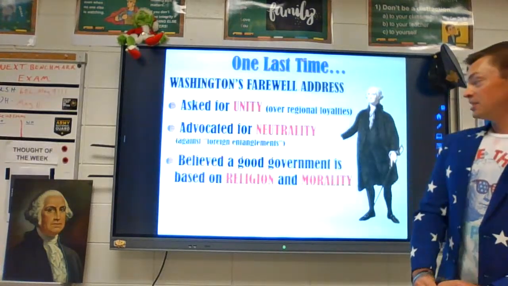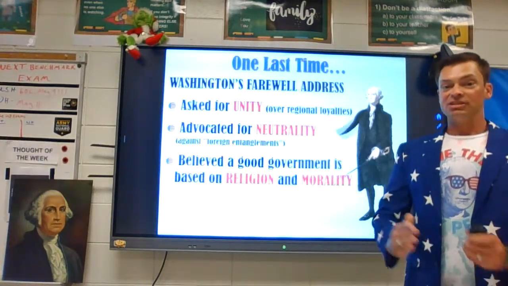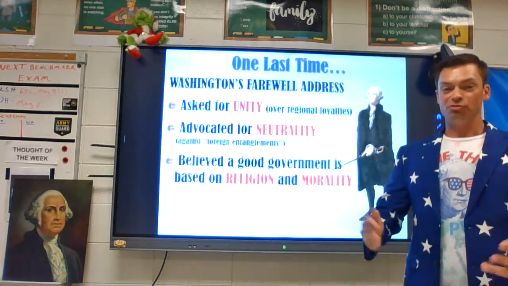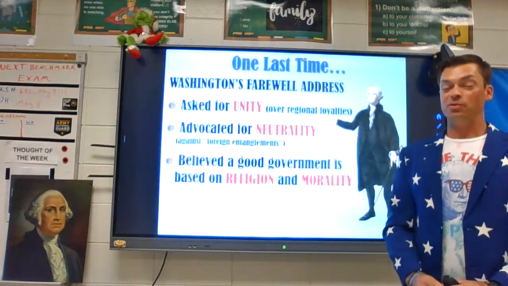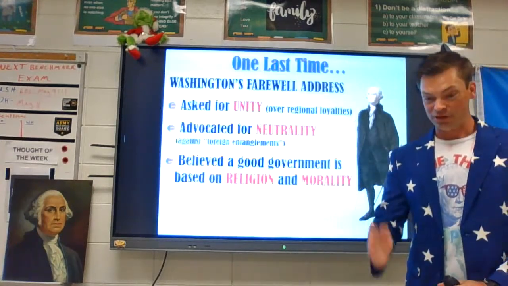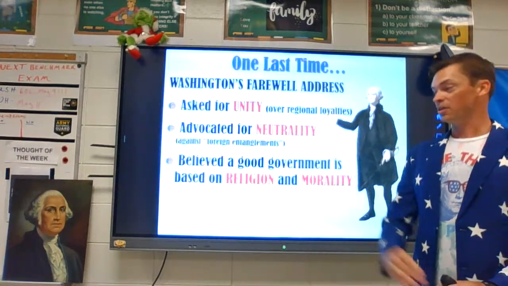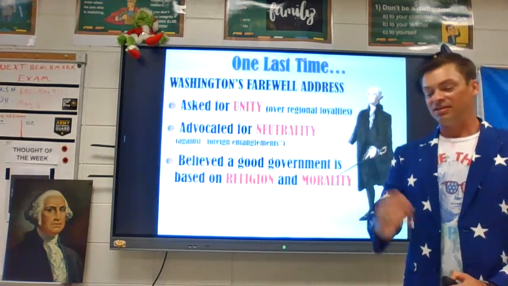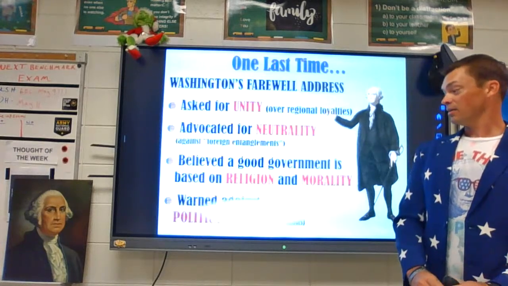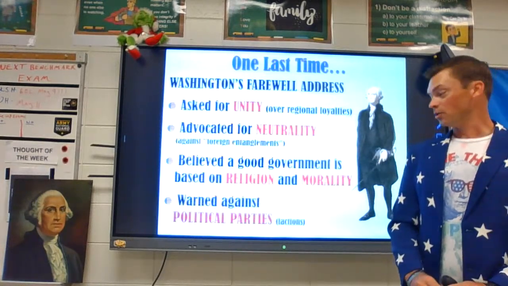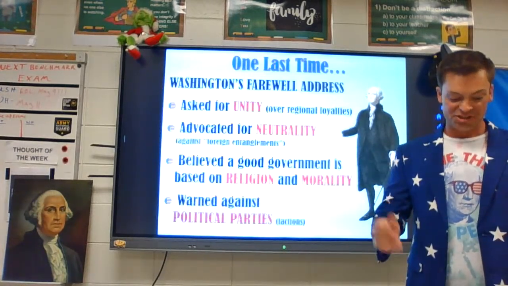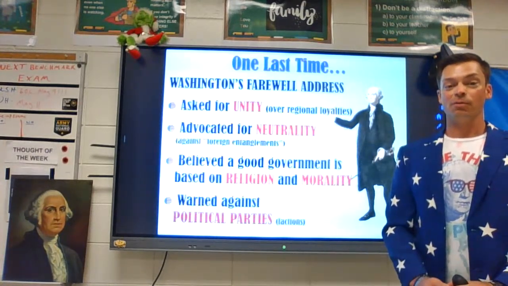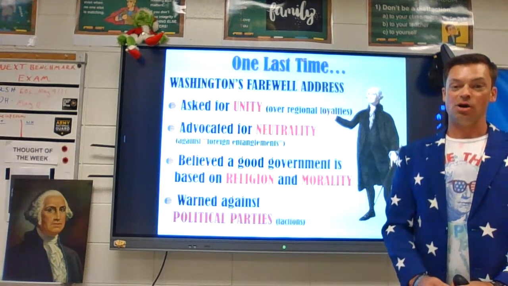Next is that he believes that a good government is based on religion and morality. You could do a deep dive into George Washington's personal faith and personality, and he was a man of prayer. He was a man of reading scripture. And in his farewell address, he says that good government should be based on religion and morality. And finally, he warns against political parties, something he calls factions. We wouldn't exactly say that they were political parties at the time, but he calls them factions.